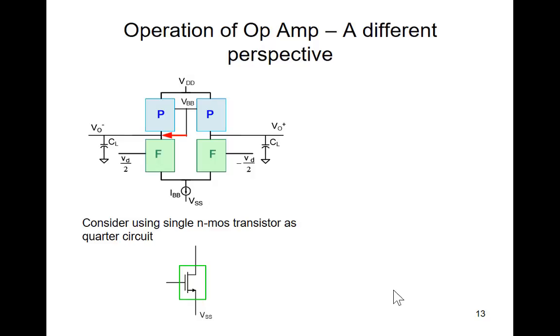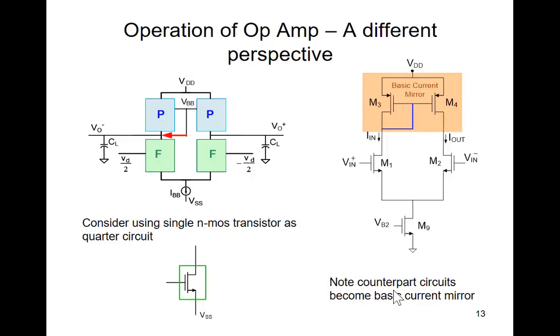So now I'd like to consider using a single NMOS transistor as a quarter circuit. We'll see what happens if we use this for the counterpart circuit and connect the gate around to the drain. So instead of connecting this to a bias voltage, we connect this around here. And we recognize this as the basic current mirror we looked at in 330. We see this P-channel current mirror on top here. This current here is the same as this current here. So in this case, the counterpart circuit, as we conjectured, becomes a current mirror.